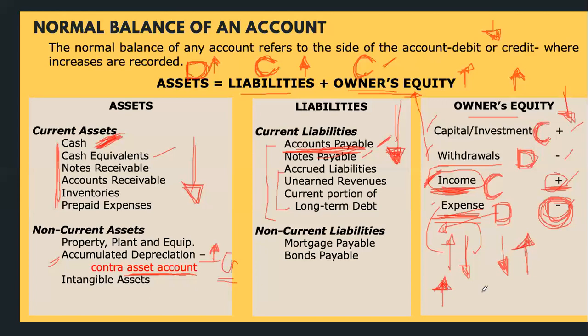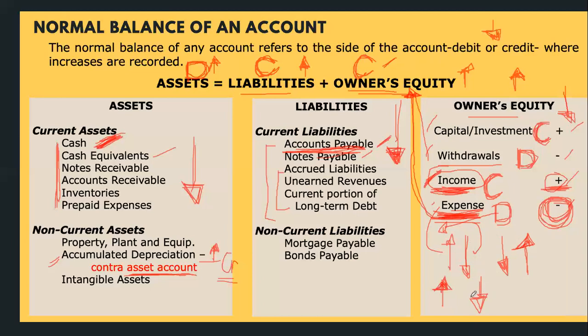Another way, another question. If I debit an expense account, what is its effect on my owner's equity? Right? If I debit an expense account, what is its effect on my owner's equity? The answer is it will decrease. Why? Because again, the normal balance of owner's equity is credit. But you debited an expense. So this is the opposite of the normal balance. Therefore, it will decrease your owner's equity.